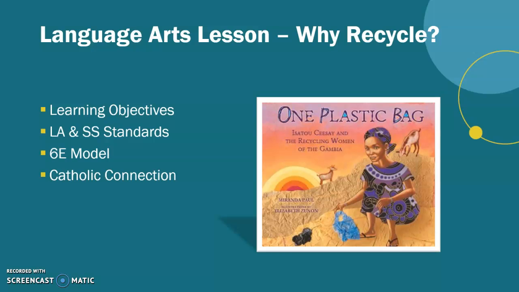So the goal for this lesson is for students to identify characteristics of a good citizen. During the interactive read aloud, while I'm reading this book, I would ask students, why is Isatou Ceesay an example of a good citizen? How does recycling help make someone a good citizen? And questions such as that to help students explain what it means to be a good citizen and how that connects to recycling.